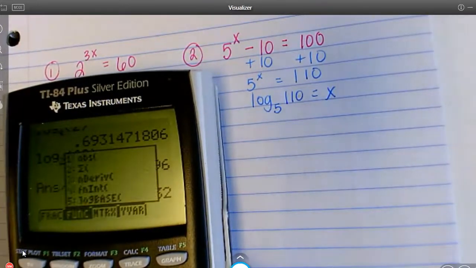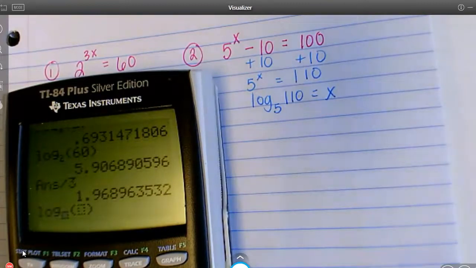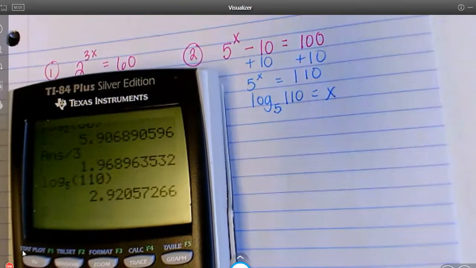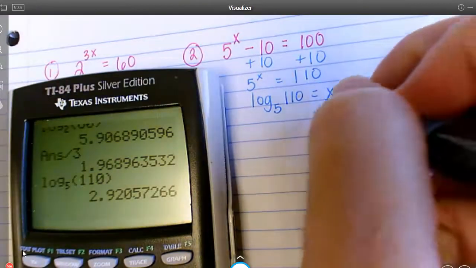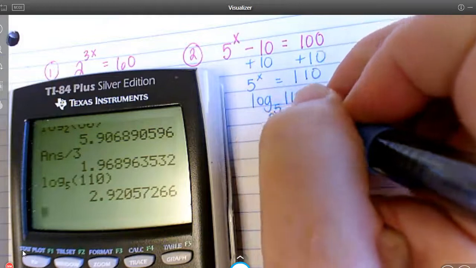Alpha window. Yeah, you got to go ahead and find out what that equals, since we can plug that in the calculator. So x is 2.92.